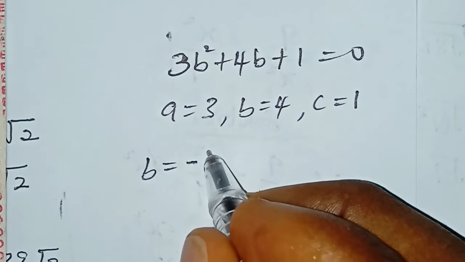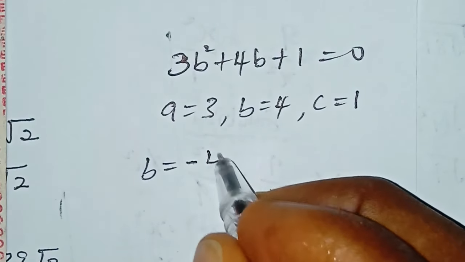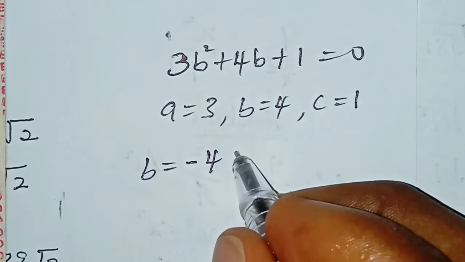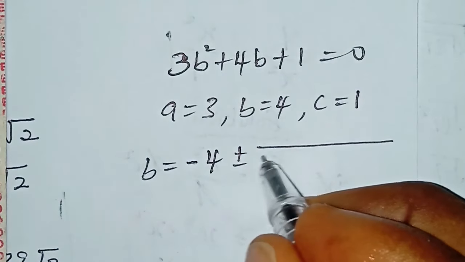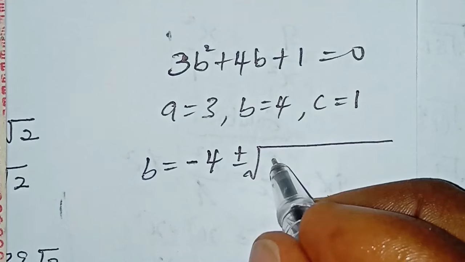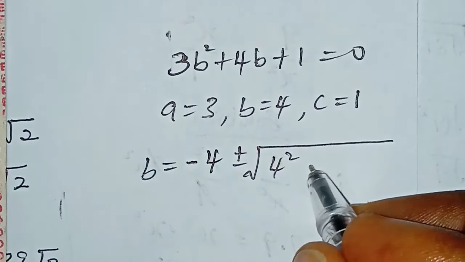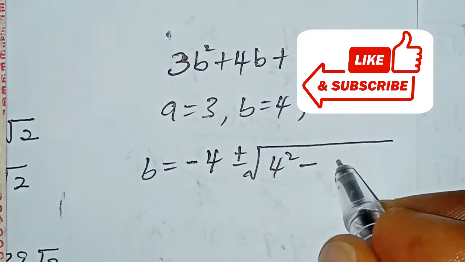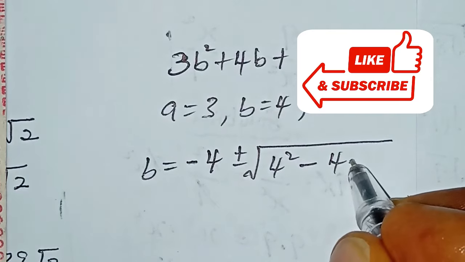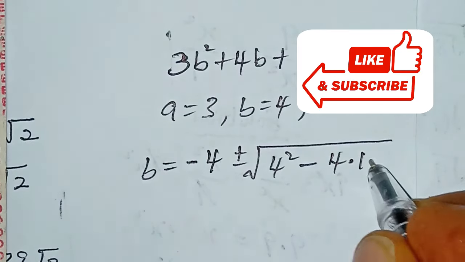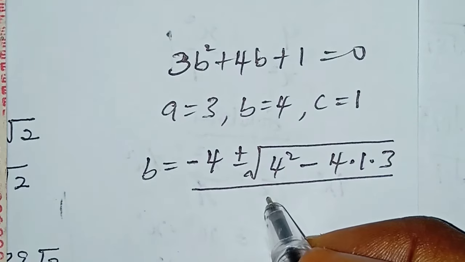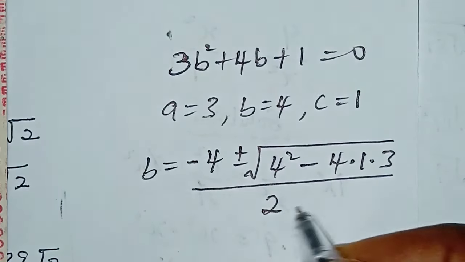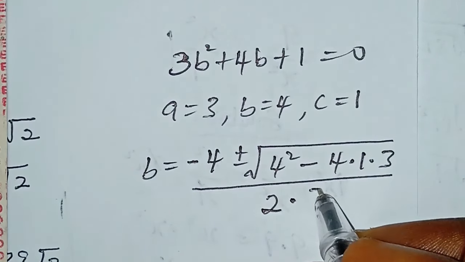minus 4 plus or minus square root of 4 squared, then minus 4 multiplied by 1 multiplied by 3, all over 2 multiplied by 3.